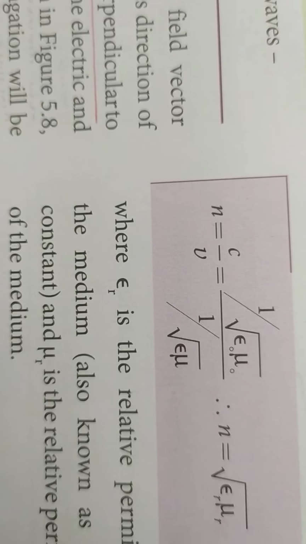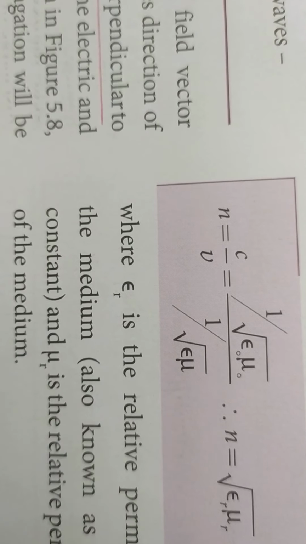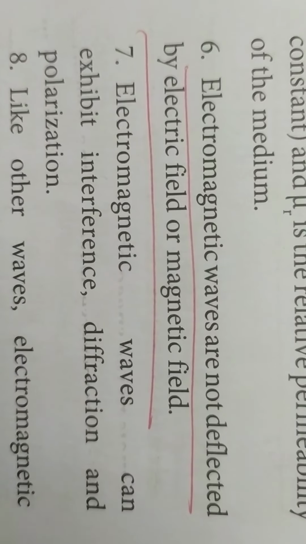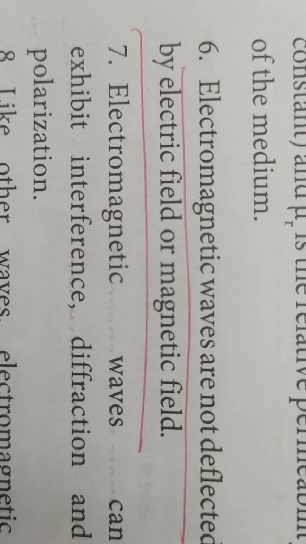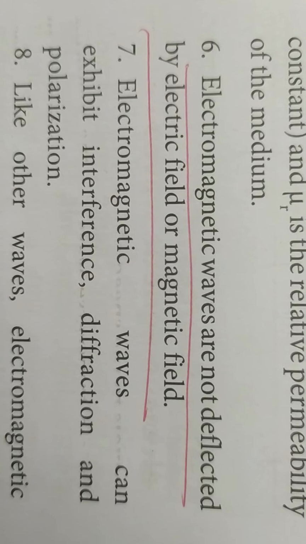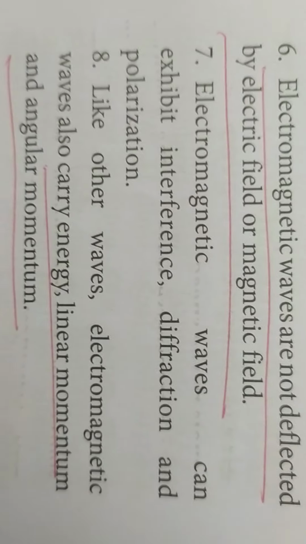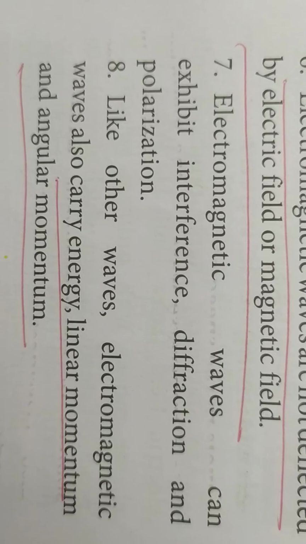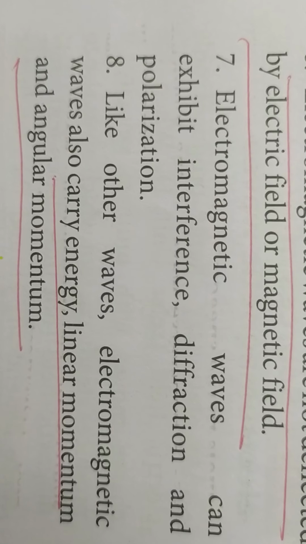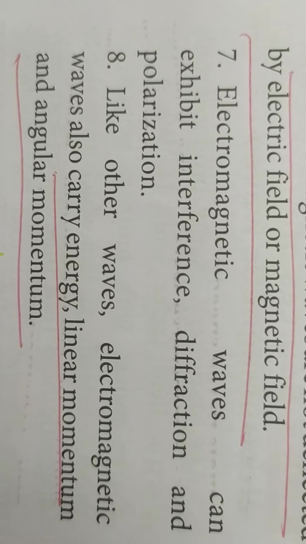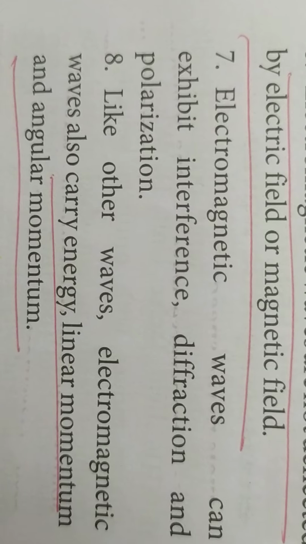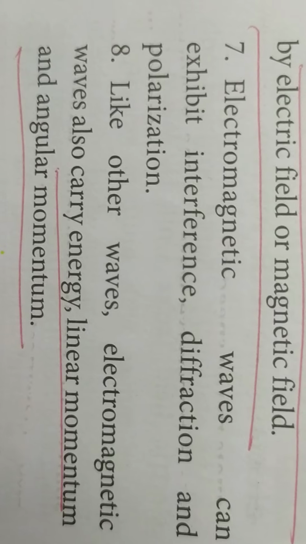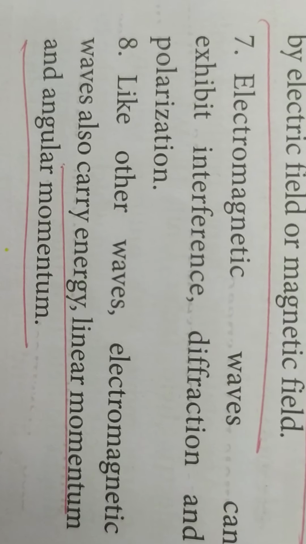That is epsilon by epsilon naught is equal to epsilon r, and similarly mu by mu naught is nothing but mu r. And here electromagnetic waves are not deflected by electric or magnetic field because they are chargeless. Electromagnetic waves exhibit three main phenomena: interference, diffraction and polarization. Interference is nothing but overlapping of two waves, diffraction means the bending of waves around obstacles, and polarization means the vibrations are restricted to a single plane. These three phenomena we shall see later.